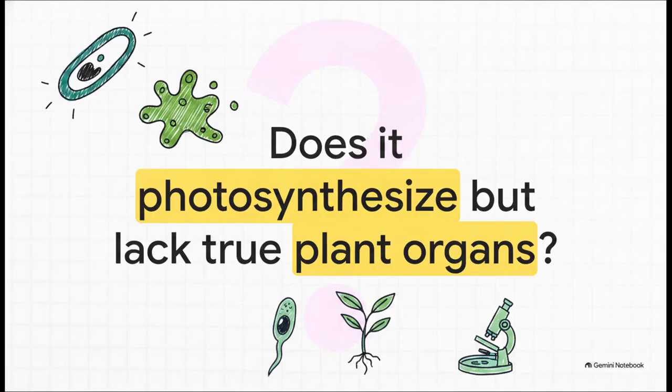Question 1. Does the organism make its own food using photosynthesis? If yes, but you notice it completely lacks true plant parts, no roots, no vascular tissue, then boom, you're looking at an alga. So if you spot a green photosynthetic organism floating near the surface of a pond with absolutely no roots, that is an alga, not a land plant.